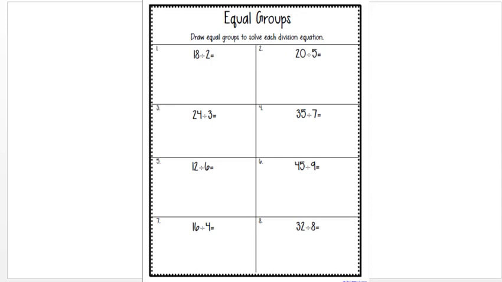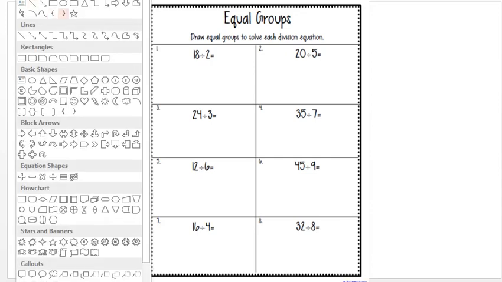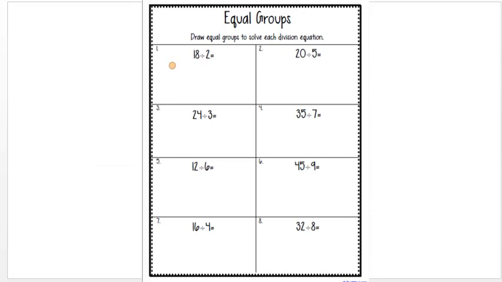So here you have 18. So maybe what you're going to do is you are going to make 18 circles. Okay? So 1, 2, 3, 4, 5, 6, 7, 8, 9, 10, 11, 12, 13, 14, 15, 16, 17, 18. And I'm going to put them into 2 groups. So I have 1 and 1, 2, 2. So this is all you're going to do for your bonus challenge, okay?